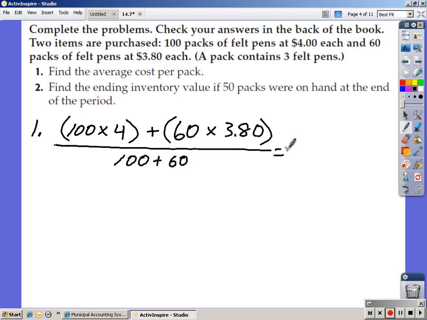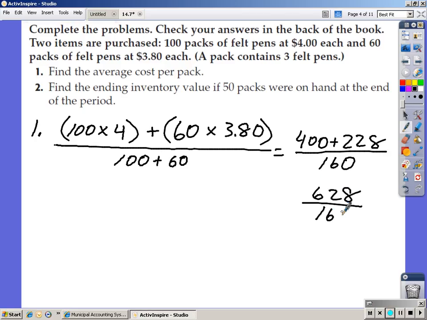So let's start to solve this. 100 times 4 is 400 plus 60 times 3.80, 228, over 160. Work this out, you get 628 over 160. That works out to be $3.93 a pack. Now, $3.93 is my average cost per pack.